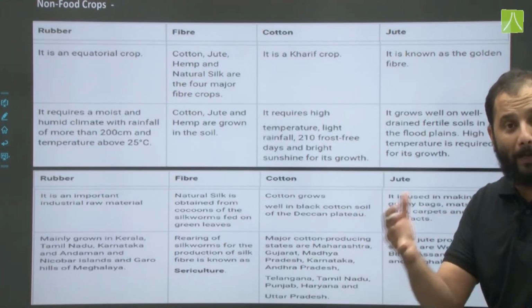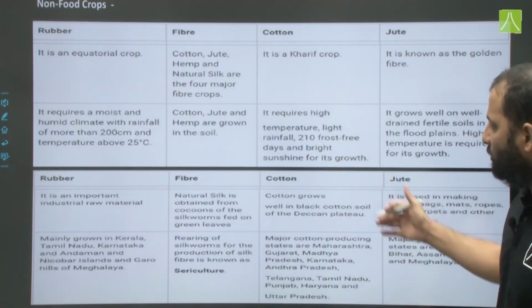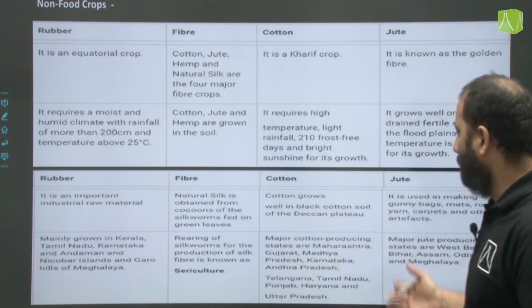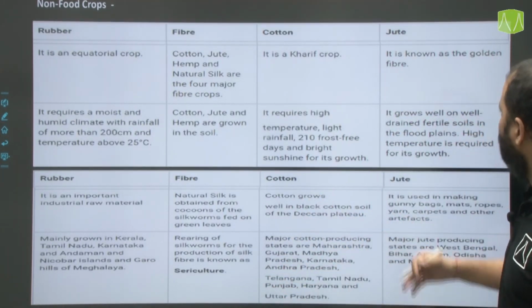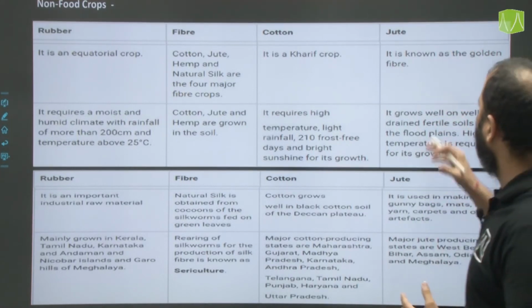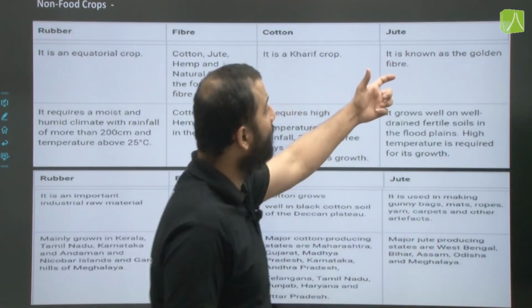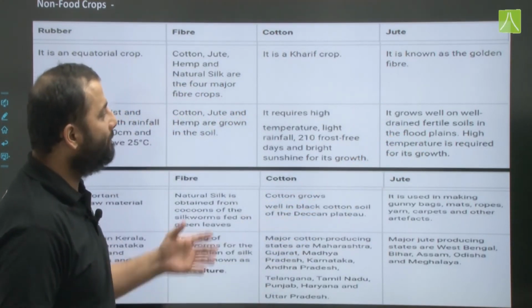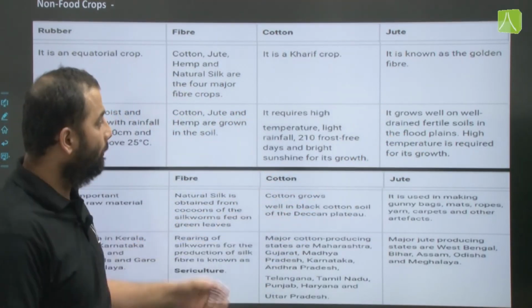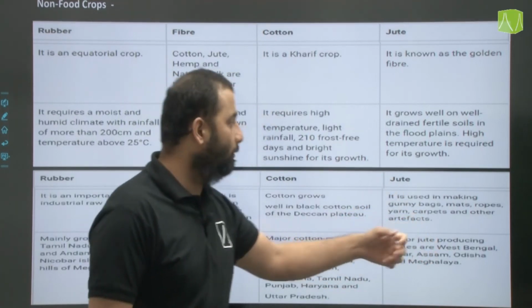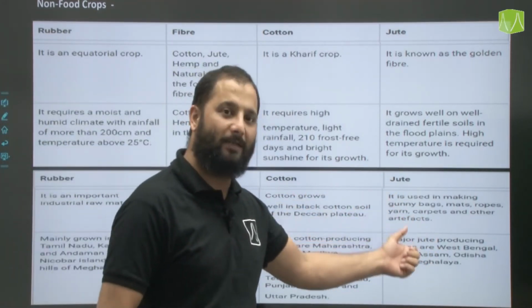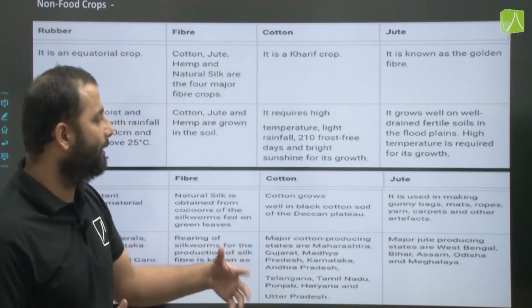Cotton again grows well on black soil, and major cotton producing states are Maharashtra, Gujarat, Madhya Pradesh, Andhra Pradesh, etc. Jute, known as the golden fiber, grows well on well drained soils in the floodplains, and high temperature is required for its growth. It is used for making gunny bags as well as mats and ropes and other products. Major jute producing states are West Bengal, Bihar, Assam, Odisha and Meghalaya.